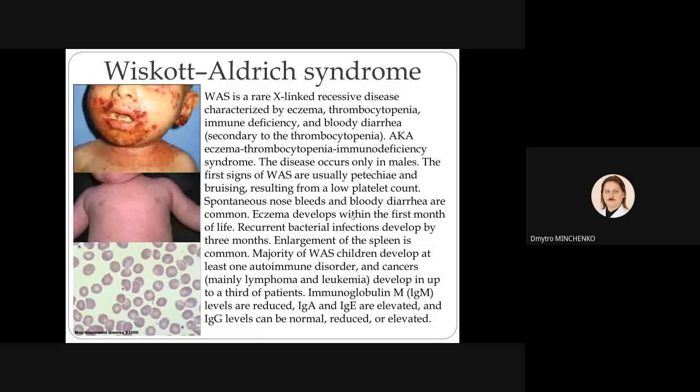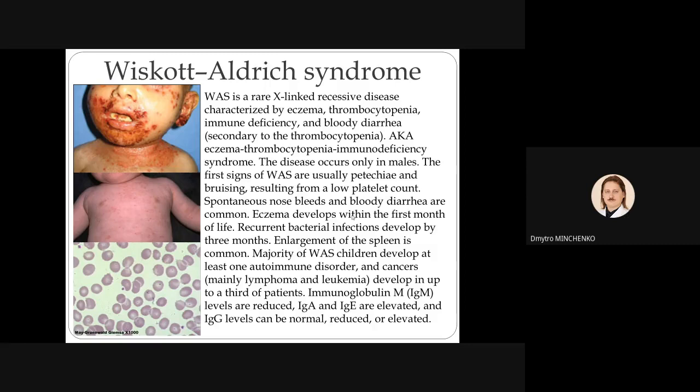Wiskott-Aldrich syndrome. This is a rare X-linked recessive disease characterized by eczema, thrombocytopenia, immune deficiency, and bloody diarrhea secondary to the thrombocytopenia. Also known as eczema, thrombocytopenia, and immune deficiency syndrome. The disease occurs only in males. The first signs of Wiskott-Aldrich are usually petechiae and bruising resulting from low platelet count. Spontaneous nosebleeds and bloody diarrhea are common.